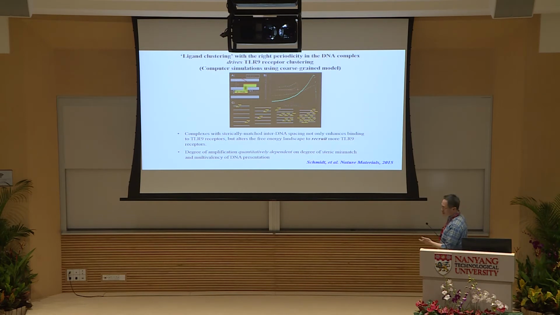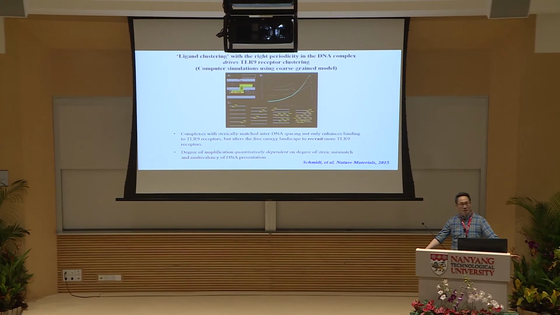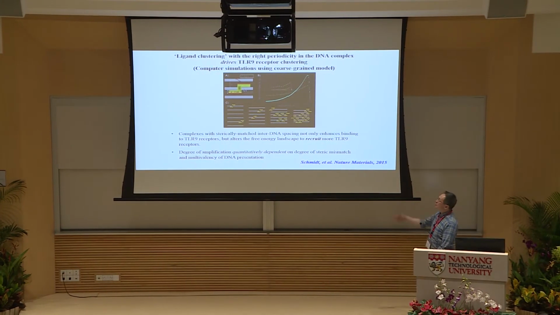So this is very interesting because if you look at what's been happening in the immunity field in the last 20 years or so, a lot of emphasis is placed on the idea of receptor clustering that gives you an immune amplification. So what we're seeing here is if DNA gets organized into a complex, not any complex, but a complex with the right geometric spacing and presentation, this is a kind of ligand clustering that can drive receptor clustering and give you a huge immune amplification.